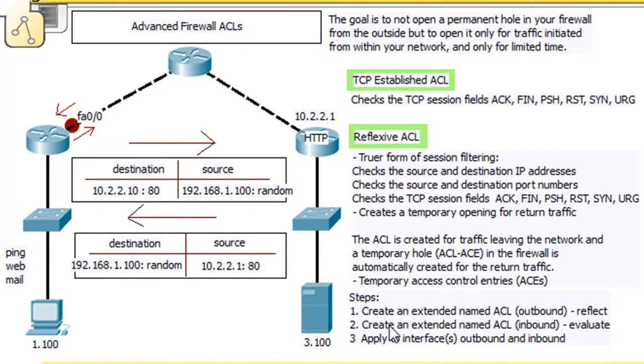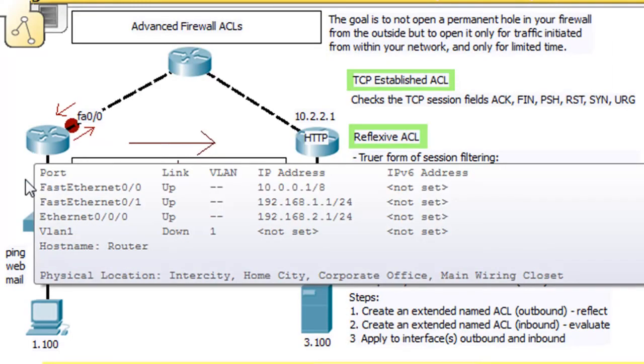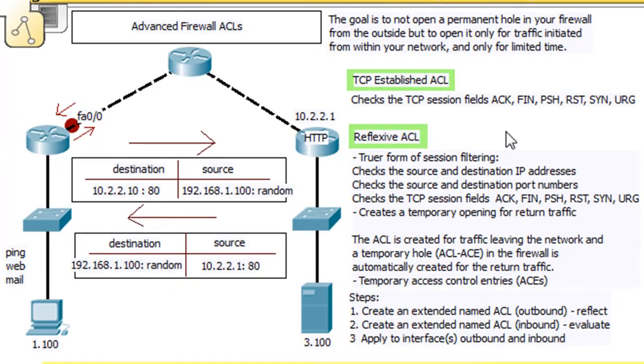All right, here are the steps that we need to do it. We need to create an outbound named ACL, which needs to be an extended ACL, and we need to create an inbound named ACL that's also an extended ACL. These ACLs need to have specific keywords in them to make them reflexive ACLs. The outbound needs to have a reflect keyword, and the inbound needs to have the evaluate keyword, which is going to evaluate the reflexive access lists. Then we need to apply both the outbound and the inbound ACLs to our interfaces. We could do it on two interfaces, or we could do the whole thing on one interface, and that's what we're going to do here.